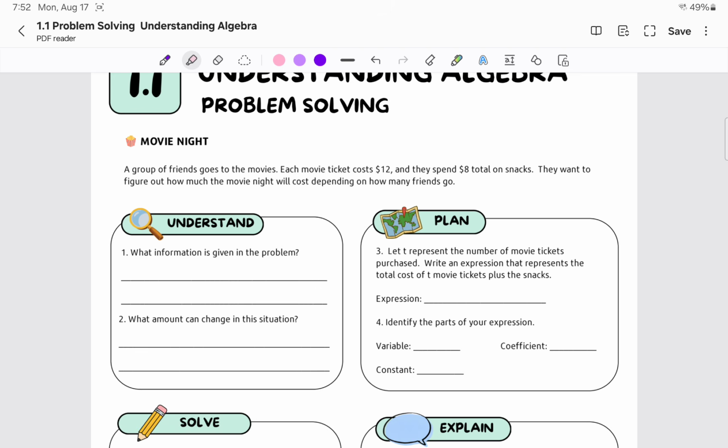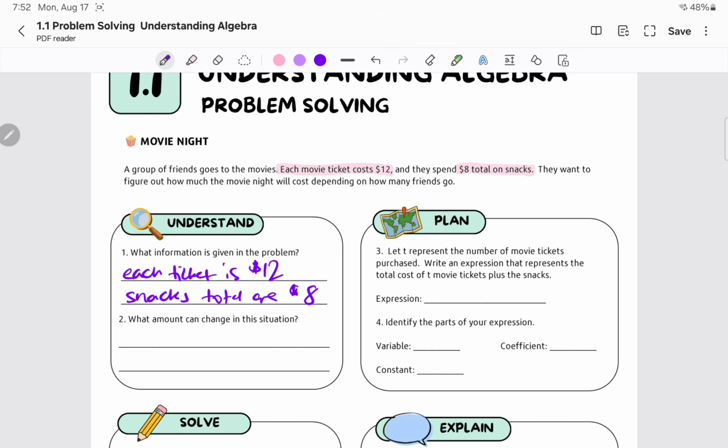So the first thing we want to highlight, the information being given in the problem, is that each movie ticket costs $12. That's important. The other thing they're spending money on is snacks, so let's highlight that as well. What information is given? That each ticket is $12 and the snacks total are $8.